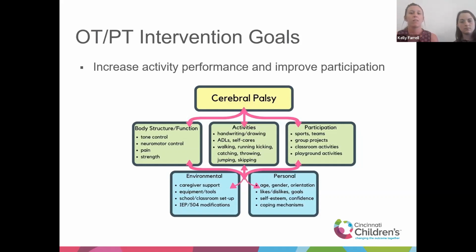And that's one thing we haven't highlighted yet, but also taking in mental health and the psychological factors that come along with CP and other health conditions. And just being mindful of, we want to show them that they can do these things and they can do it independently or to the best of their ability. So giving them that kind of boost of confidence is also a goal that we have. So for OT and PT, we really just want to increase that activity performance and improve participation so that they aren't coming to therapy and that they're in the community learning the skills that they learned in therapy.